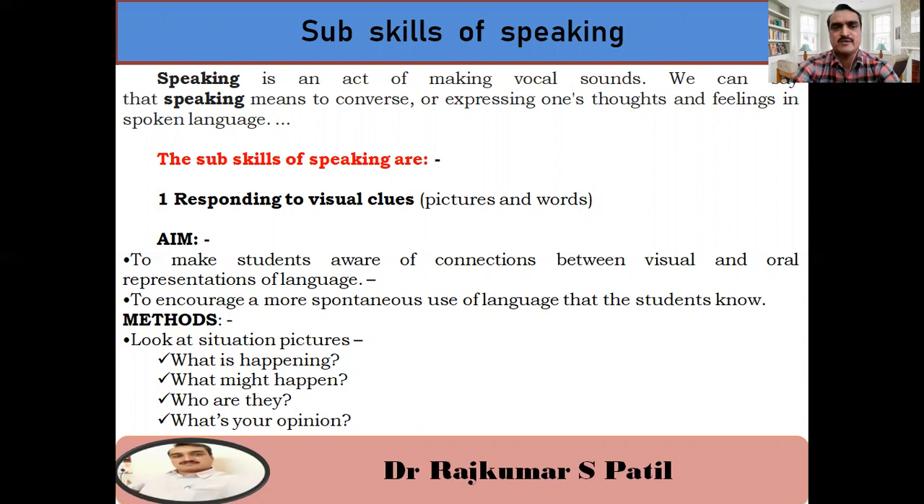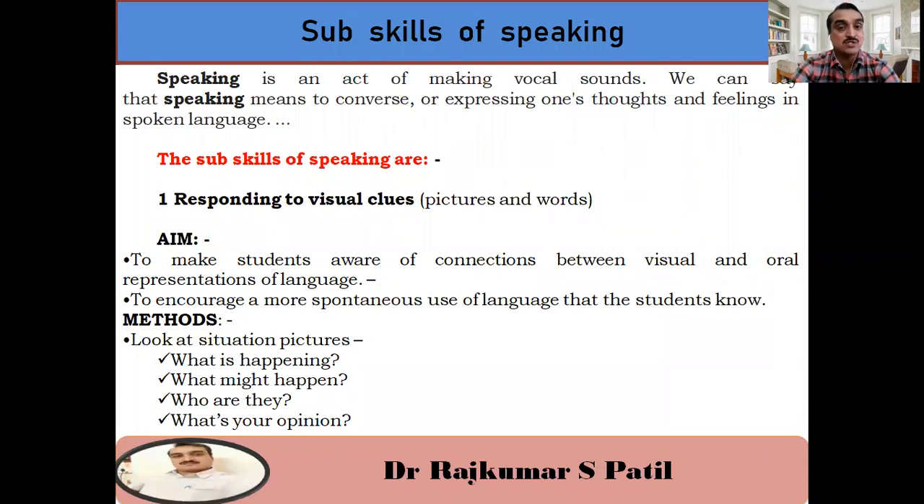So from that point of view, we need to study what the sub skills of speaking are. Skills of a language are categorized into four in number. One is listening ability, the second is speaking ability, the third is reading ability, and the fourth is writing ability. As we are trying to understand the concept of speaking ability, in that speaking ability we have sub skills as well.